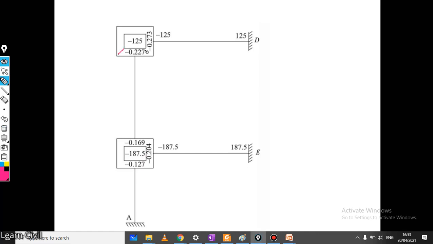We'll write down the rotation factors. For CB it is written here, then the rotation factor for CD here, the rotation factor for BC here, for BE here, and for BA here, like this. Next step will be going for the iteration.